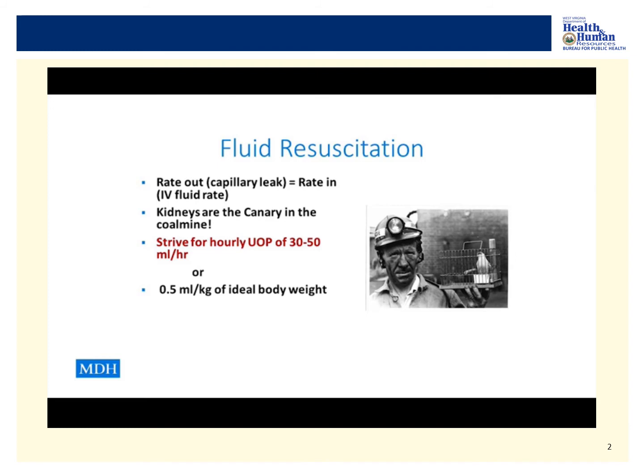They are our sensitive barometer to adequate perfusion, and maintaining an adult urine output of 30 to 50 milliliters per hour is adequate perfusion. For other individuals, using 1/2 cc per kilo of their ideal body weight is also acceptable.